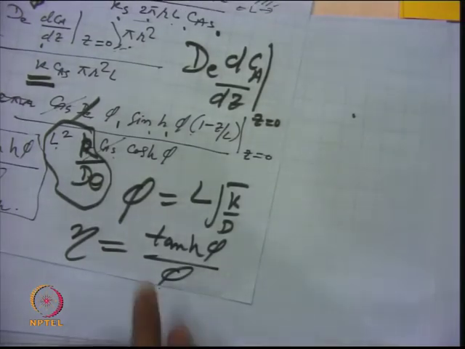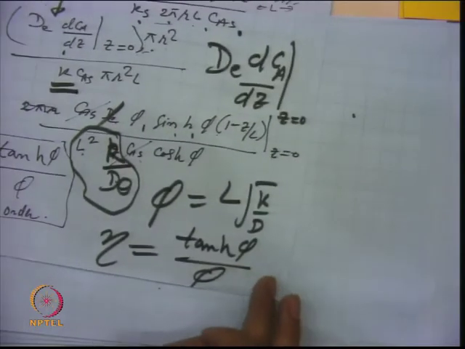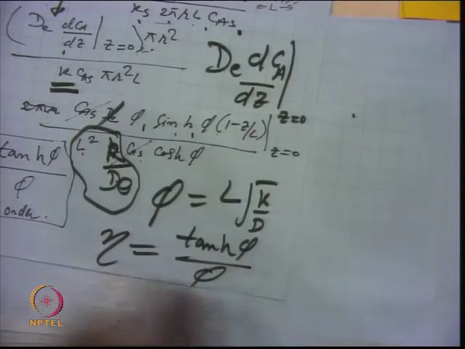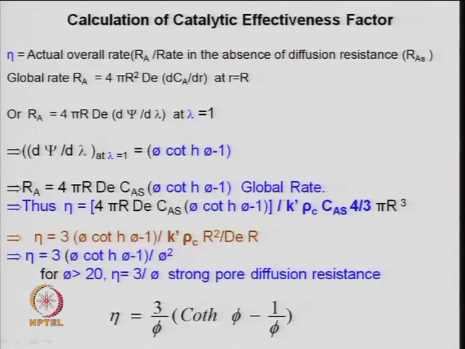So this is the expression for effectiveness factor in a pore of a catalyst which is a cylindrical pore. Let us see now the same or similar derivation for a spherical pellet. For a spherical pellet also the same approach, because the definition is the same: actual overall rate divided by rate in the absence of diffusion resistance, that is global rate divided by intrinsic rate.